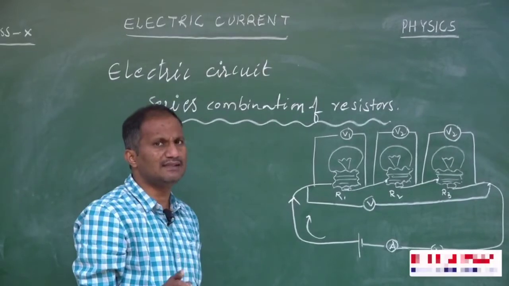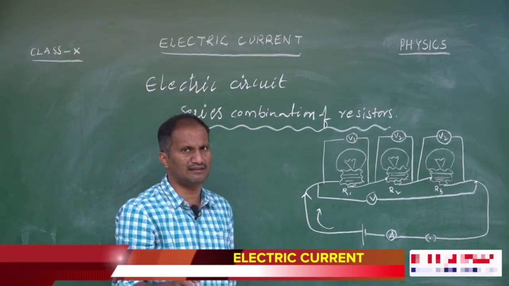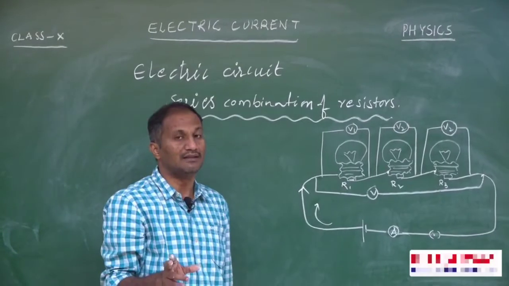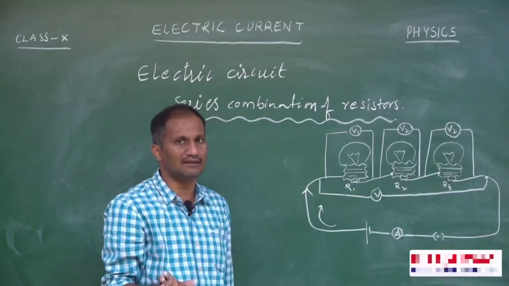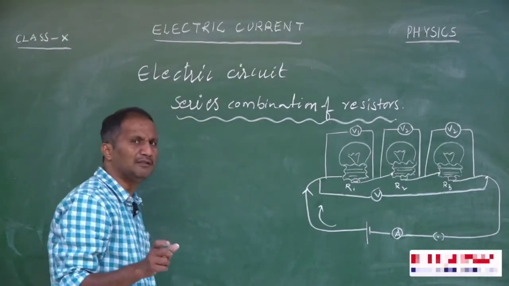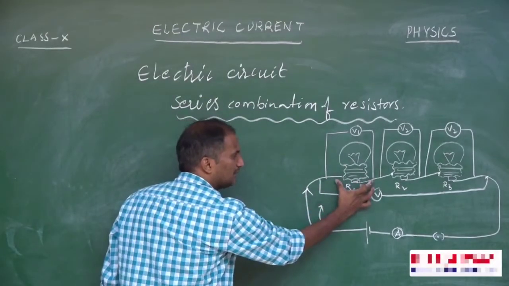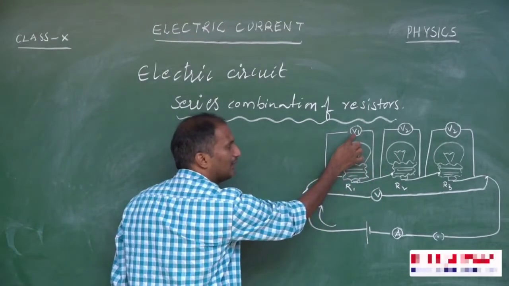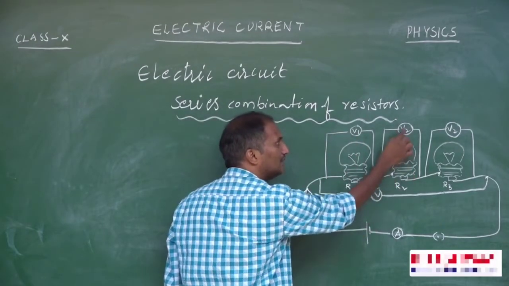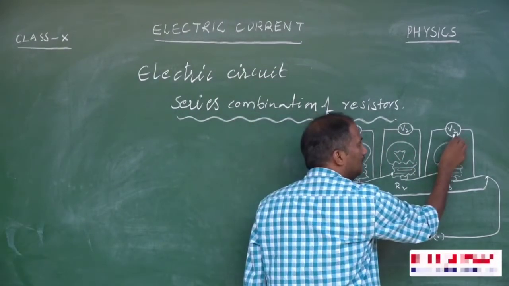Each bulb, that is the filament of the bulb, offers a certain amount of resistance. Here we are connecting the resistors in series because we are going to calculate the resultant resistance offered by all three bulbs as a whole. Now we find the potential difference across the two terminals of the first bulb, noted as V1. The potential difference across the two ends of the second bulb is V2. The potential difference across the two ends of the third bulb is V3.